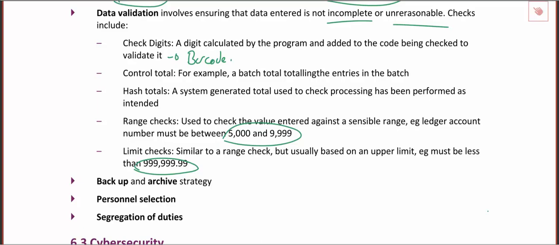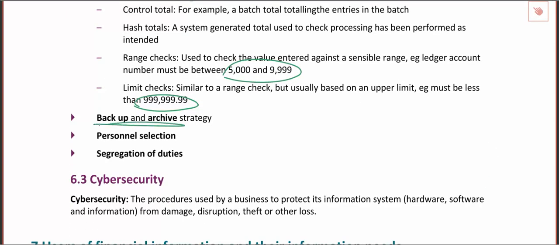Other integrity controls then will just be backup and archiving, so making sure that if there is a fault with the system or any downtime, that we don't lose anything. Personnel selection, so making sure that you don't employ people that are likely to deliberately damage your information. And then also segregation of duties, so not allowing one person to do lots and lots of things unchecked. So for example, setting up a new supplier and then paying that supplier, you should really have more than one person involved in that process.